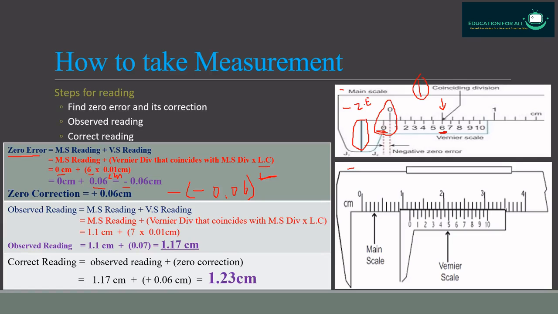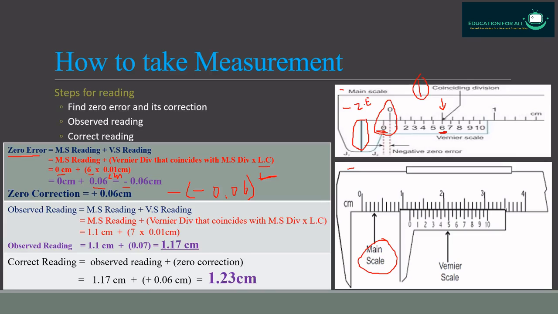Now come to reading. After finding zero error, you will place something inside these jaws, or on the upper jaws, wherever you want to measure. Then again you will take a reading, and for the observed reading, the formula is the same. You will add the main scale reading and the vernier scale reading.